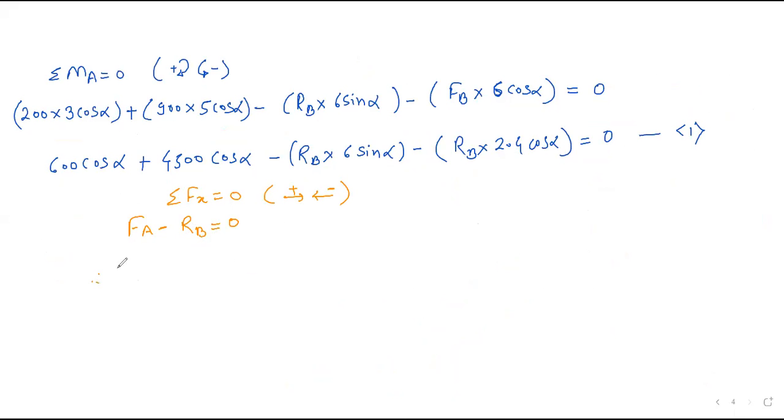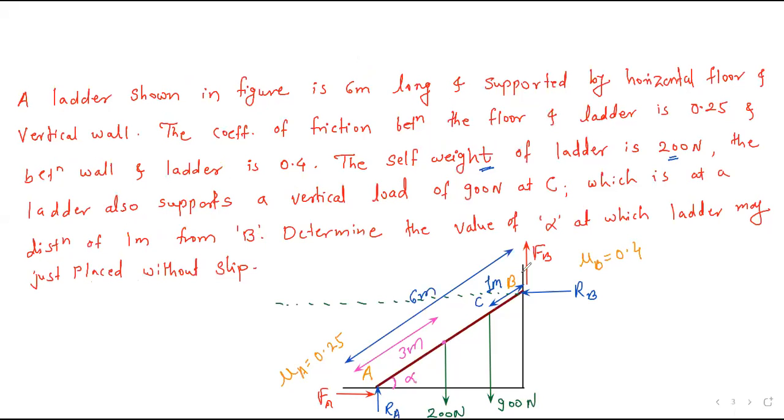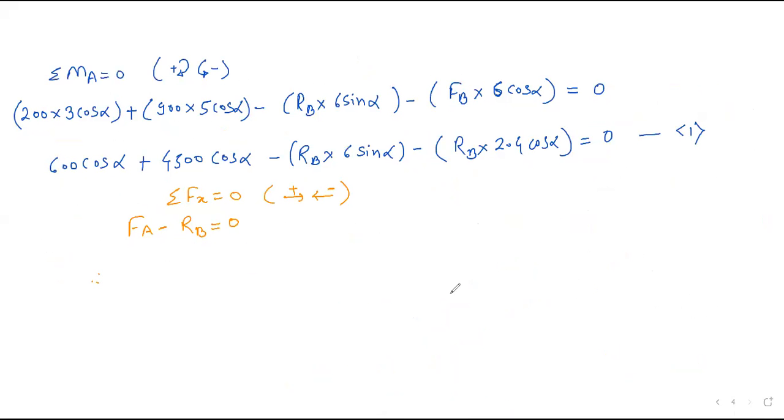Okay. So therefore, Fa means what? Here you know that this is 0.25. So here I can write now FB. FB is nothing but it is 0.4 RB because mu is 0.4. And FA is nothing but it is 0.25 RA because mu is 0.25. So here I can write FA is nothing but it is 0.25 RA minus RB is equal to 0. Okay. This is your equation number 2.